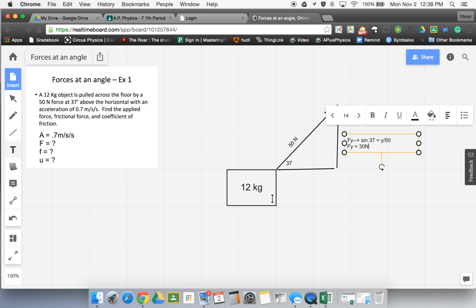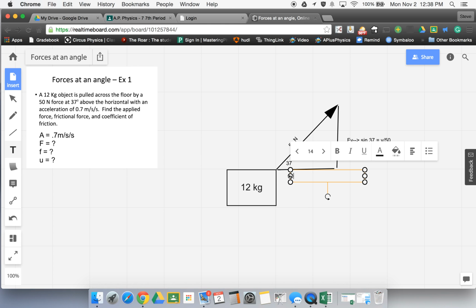Now, next we need to solve for our force in the x direction. So force in the x direction is always going to be cosine of the angle. So cosine of 37, and cosine is adjacent over hypotenuse, so x over 50. Plug that into your calculator, you should find that the force in the x direction is equal to 40 newtons.